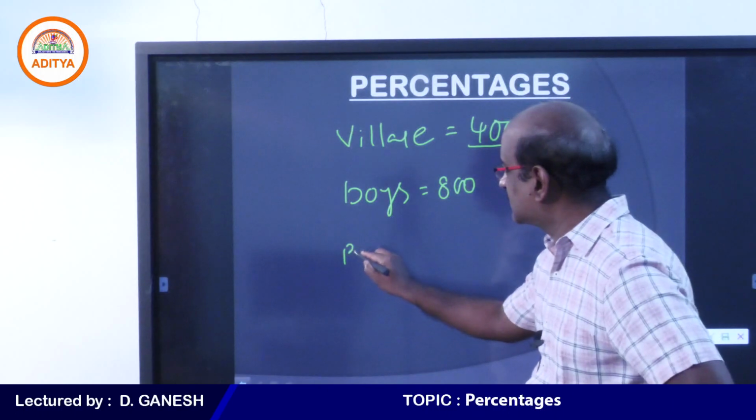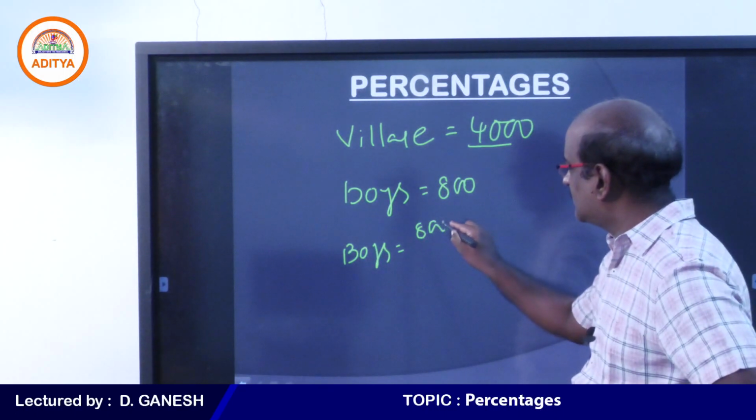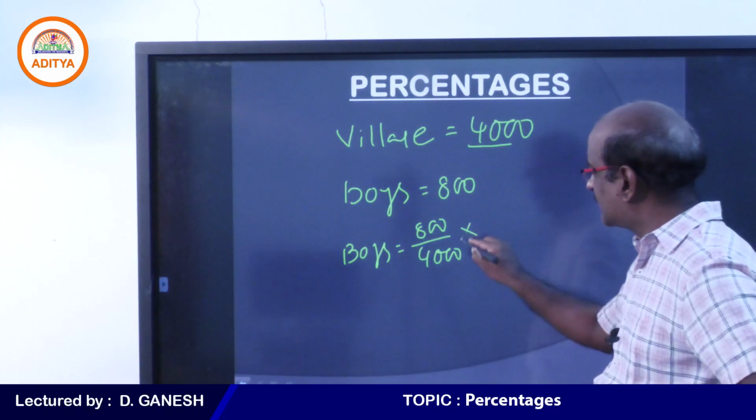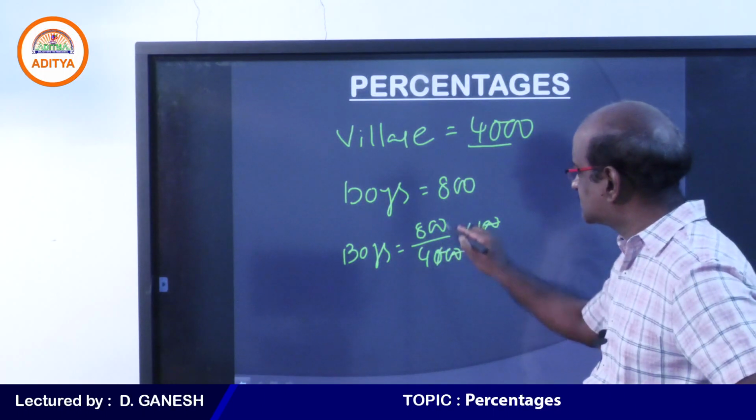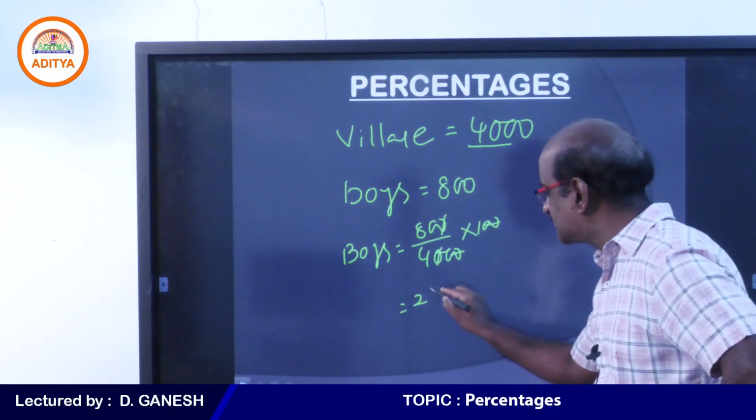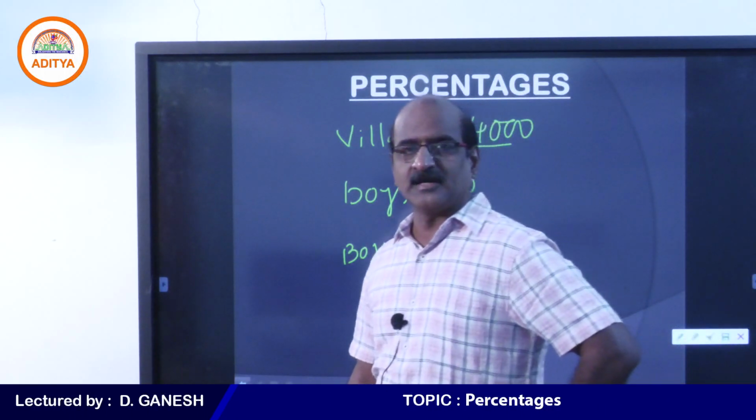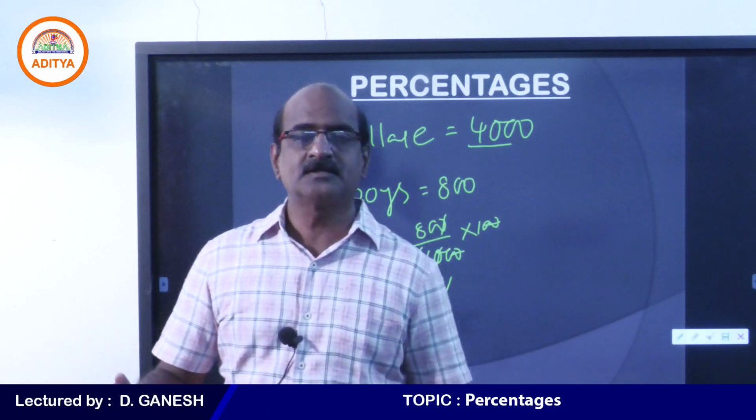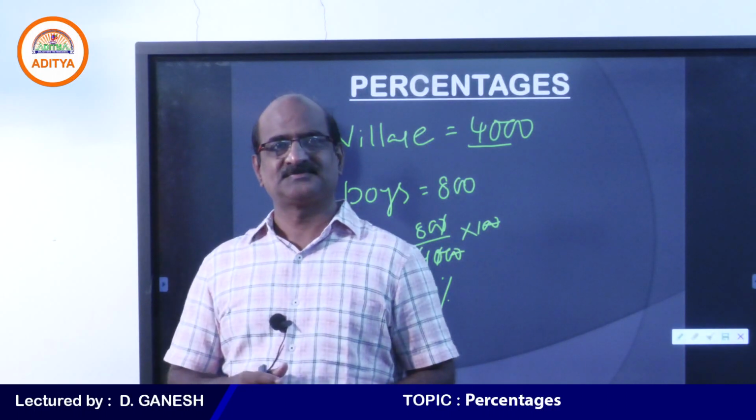Actually, if you are not good at calculations, how do you find it? 800 by 4,000 into 100. After cancellation, you straight away get your answer. Therefore, your answer is 20%. But my dear students, if you are good at calculations, you need not do all this. At the face of the question, you may be able to identify the percentage of boys.